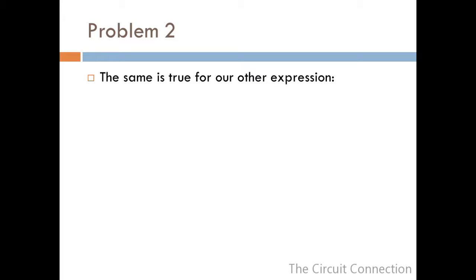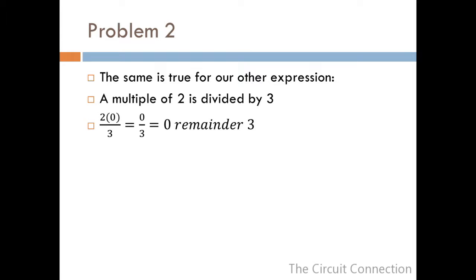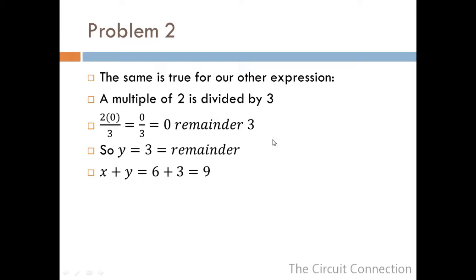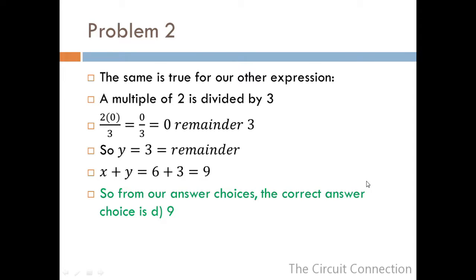The same is true for our other expression. A multiple of 2 is divided by 3. So 2 times 0 divided by 3 equals 0 over 3, which equals 0 remainder 3. So y equals 3, which is our remainder. If we take both the values that we've gotten for x and y, we have 6 plus 3, which equals 9. So from our answer choices, the correct answer choice is D, 9.